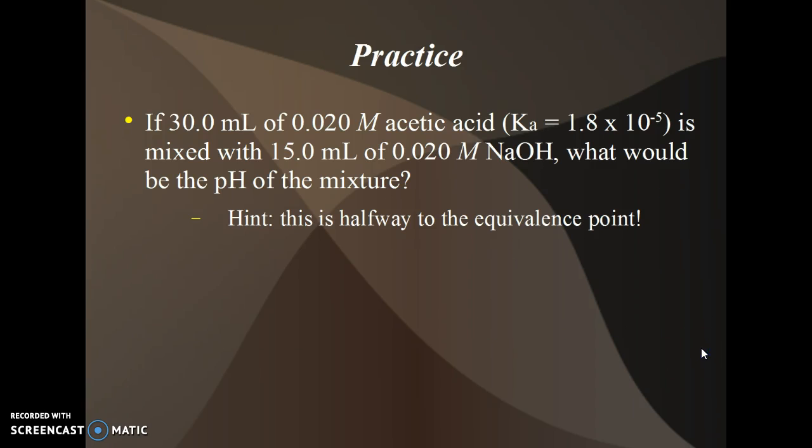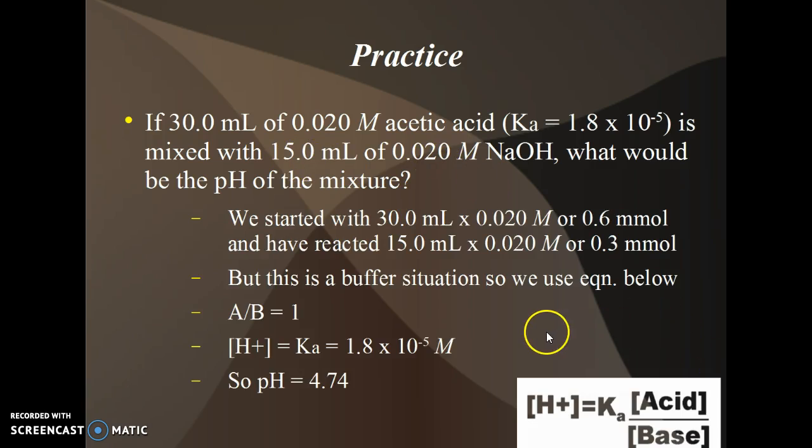So in practice, if 30 milliliters of 0.020 molar acetic acid is mixed with 15 milliliters of 0.020 molar sodium hydroxide, what's the pH of the mixture? Hint, this is halfway to the equivalence point, 30 milliliters of 0.02 against 15 milliliters of 0.02. Do you remember? A over B is 1, and therefore the hydrogen ion concentration is the same as Ka, 1.8 times 10 to the negative fifth. Plug that into your calculator and find the pH is 4.74.